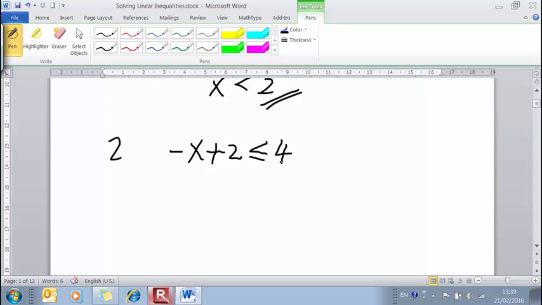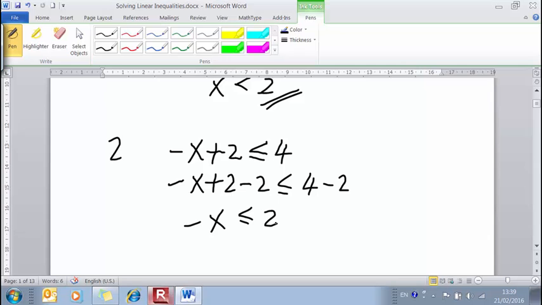We want to find the values of x such that negative x plus 2 less than or equals to 4. Using the same approach as in example 1, we will first subtract 2 from both sides. And then simplify. Now you notice that we have a negative sign here attached to x. What we are looking for in our solution is to find out the values of x alone. Therefore, we need to eliminate the negative sign here.